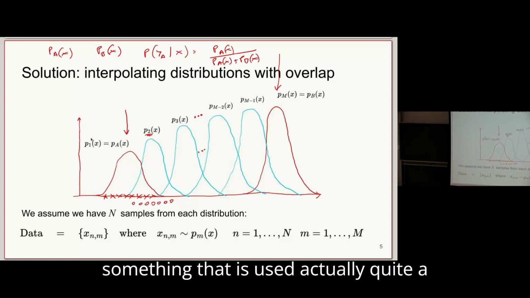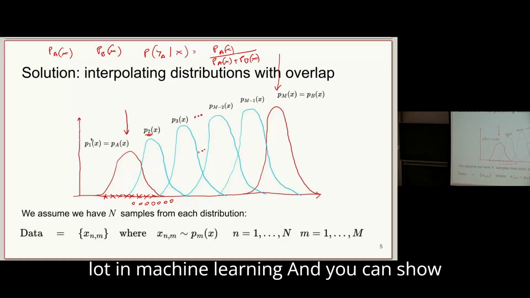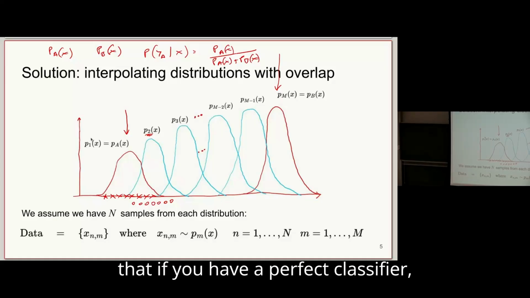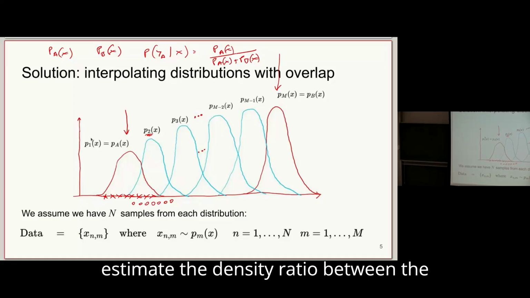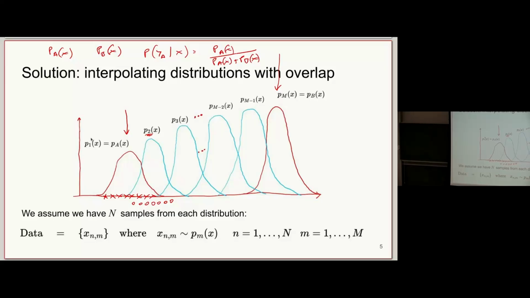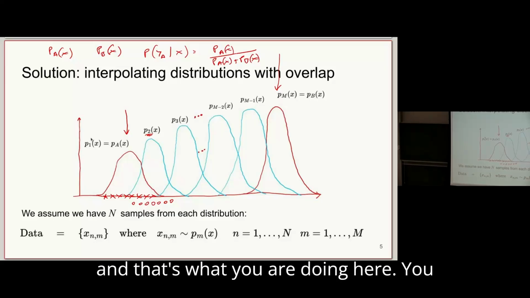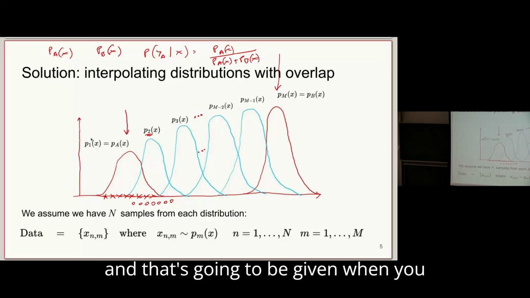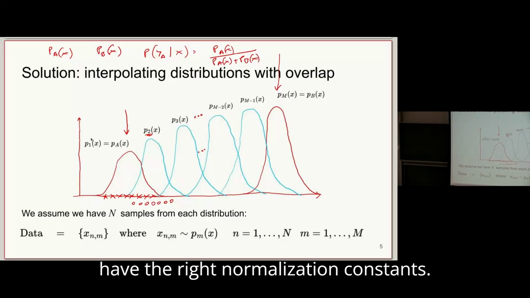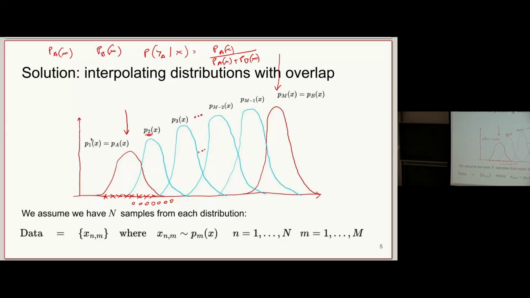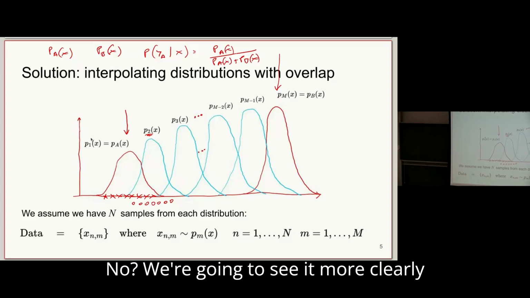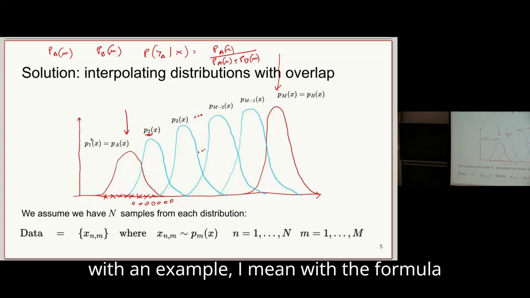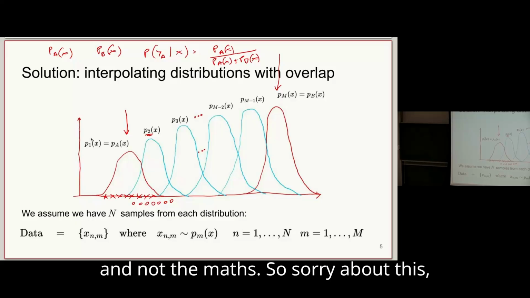This is something that is used actually quite a lot in machine learning. And you can show that if you have a perfect classifier, the perfect classifier is going to estimate the density ratio between the two categories. Okay? And that's what you are doing here. You will estimate the right density ratio, and that's going to be given when you have the right normalization constants. Okay? Any questions so far on this? No? We're going to see it more clearly with an example. I mean, with the formula and all the maths.